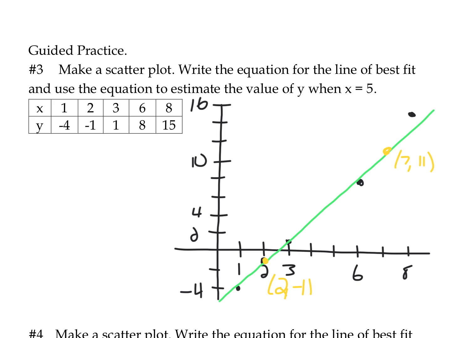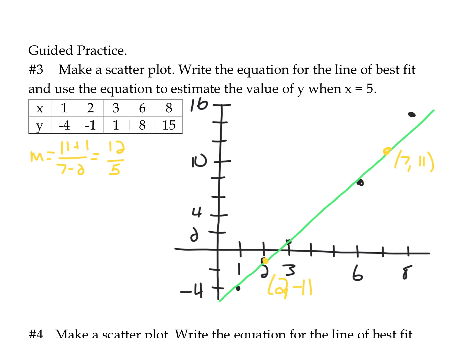All right, so now we're going to write the equation for this. So my slope is going to be 11 minus negative 1, which is 11 plus 1, over 7 minus 2. That's 12 over 5. Right? So now, when I go to write this equation, I'm going to get some fractions I'm going to have to work with.